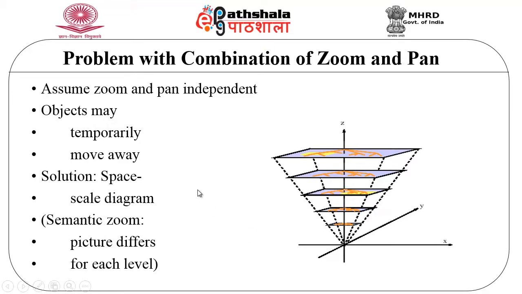The problem associated with combining zoom and pan is, assume that you are going to zoom and pan independently, so the objects may be temporarily moving away. The solution is a space scale diagram where you have the semantic zoom. The picture differs for each layer. If you look at the semantic zooming, you can see that the picture differs with respect to various layers.